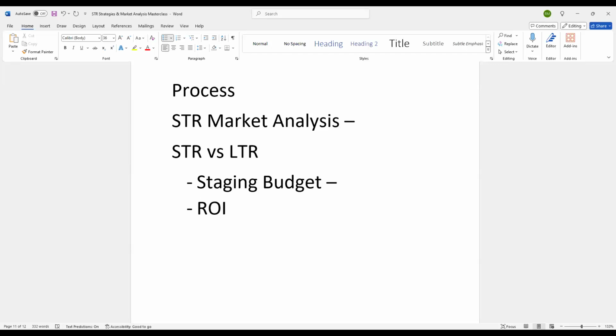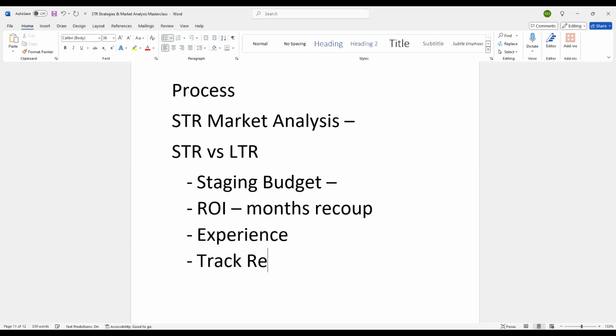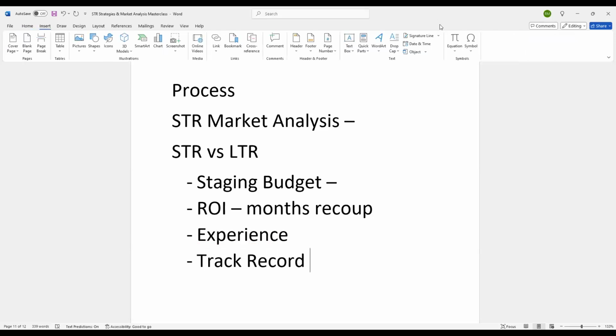So equally important, ROI. How many months is it going to take to recoup investment? So you want to be able to clearly define that. Much like the rental arbitrage, you're going to need to demonstrate your experience, right? Some form of a track record with doing this. There's various ways, like we've talked about before, on how to demonstrate that.